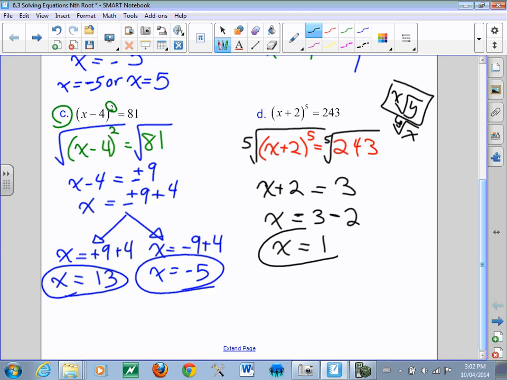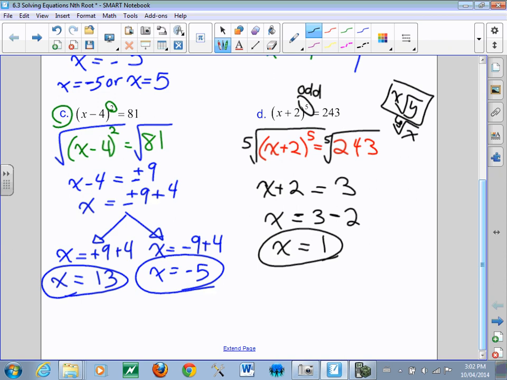Notice because it is an odd exponent, there's only going to be one solution. When there's an even exponent, there's going to be two or more.